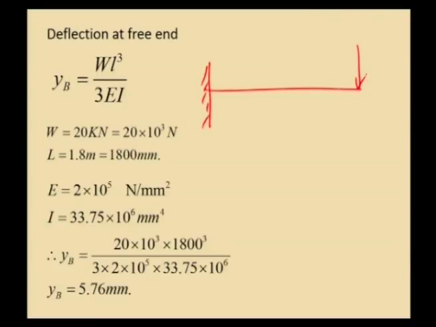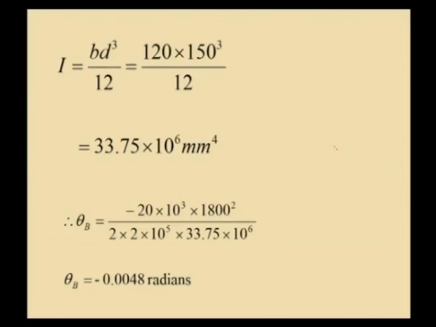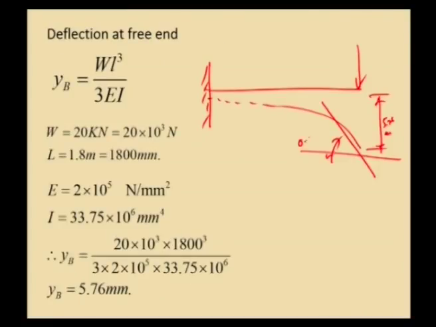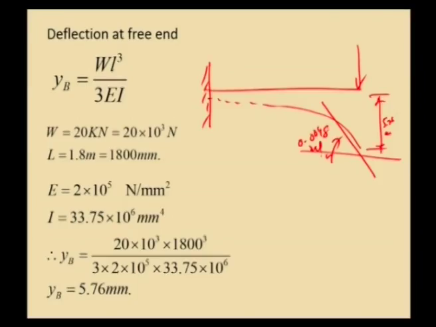So, the numerical values are, say, this will deflect like this. This deflection at the free end is 5.76 mm and the slope at the free end is 0.0048 radians. Radians can be converted into degrees and then made use of. So, this is how we calculate the slope and deflection.